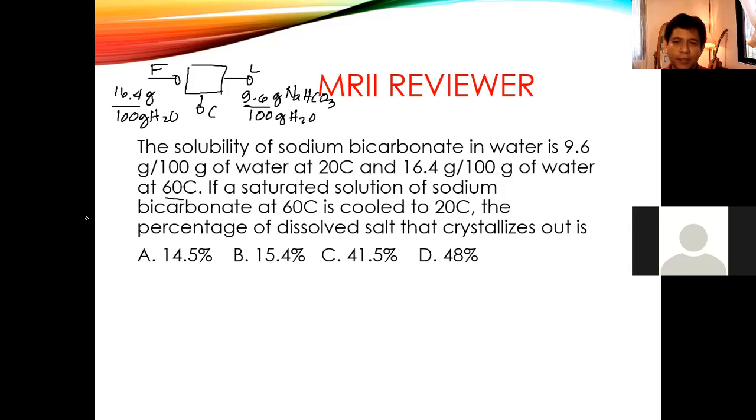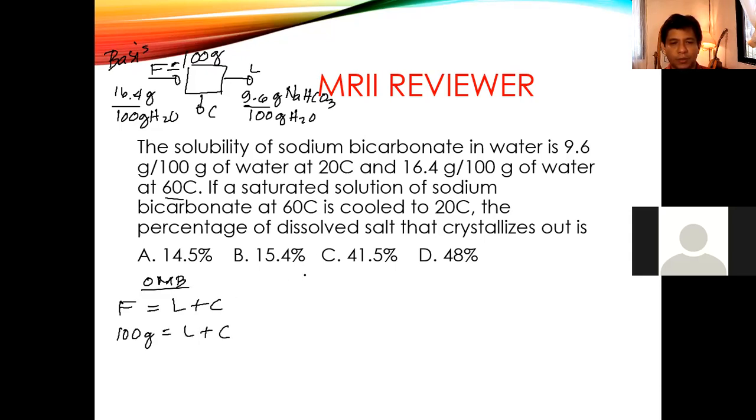Generally, in a problem like this, you choose a basis. Otherwise you have 3 unknowns but only 2 equations, the overall mass balance and the sodium bicarbonate balance, so it's insufficient. So your basis is the usual: F equals 100, about 100 grams. Then the overall mass balance: F equals L plus C, so 100 grams equals L plus C.